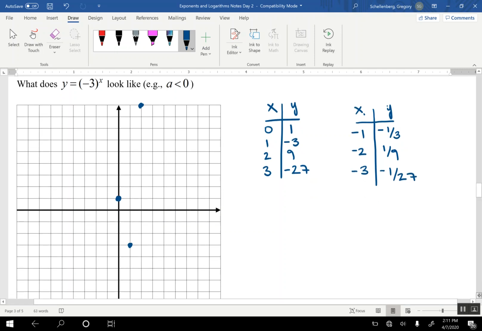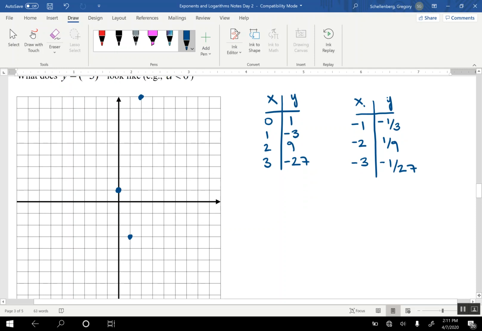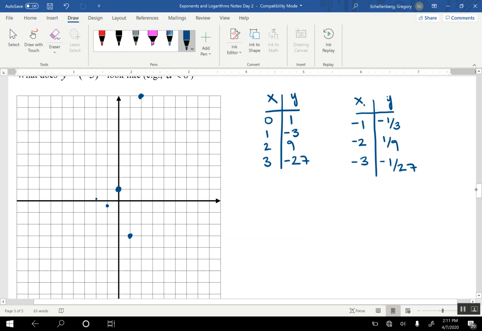Okay, so if we tried to graph this, negative 1 and negative 1 over 3, something like that. Negative 2 and positive 1 over 9, something like that. Okay, so again, we've got this graph that's kind of bouncing positive, negative, positive, negative. I'm going to create one more table of values, and I hope that this kind of drives home the point that I am very subtly making.